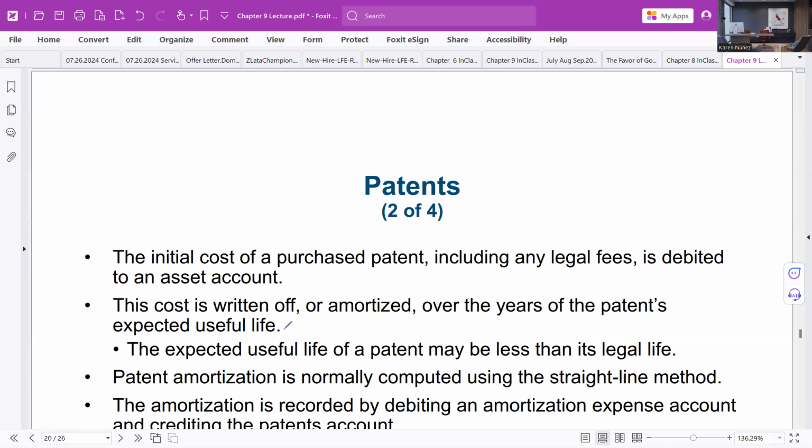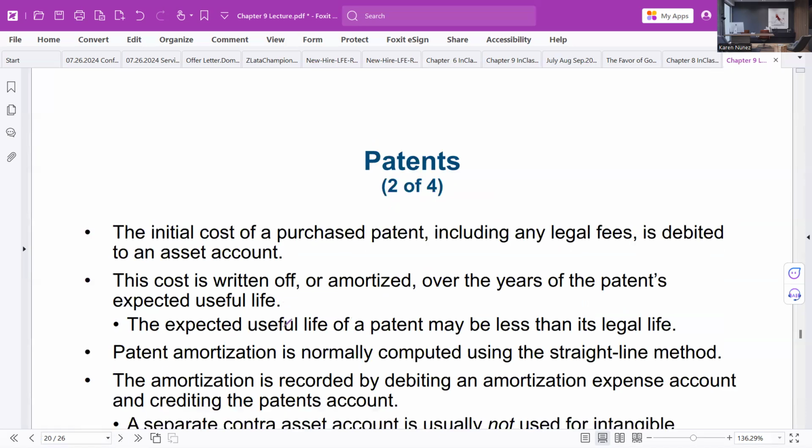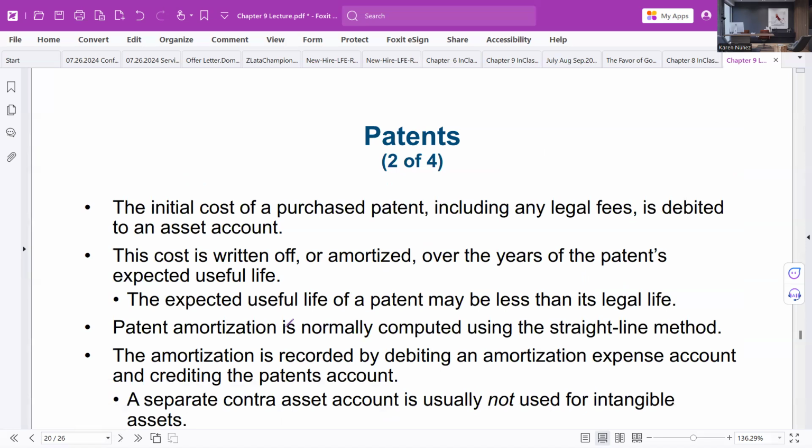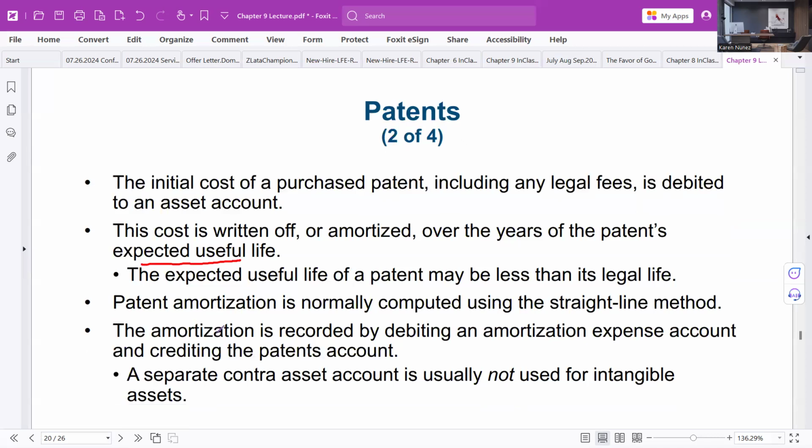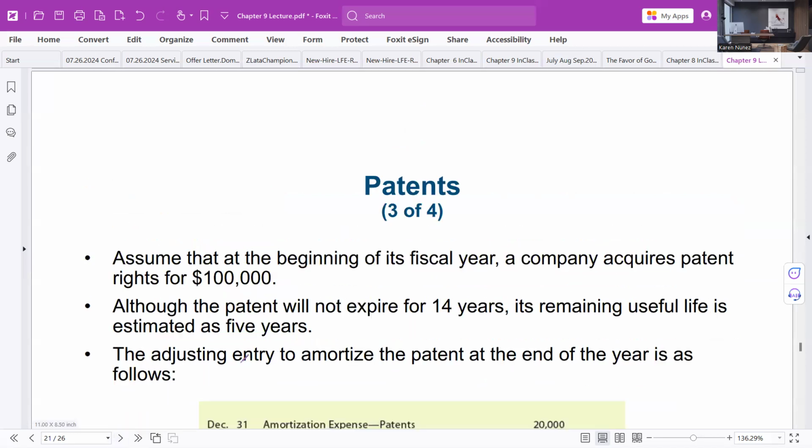And our obligation for patents is to amortize the cost of the patent over its remaining expected useful life. And we typically will use a method that is a lot like straight line depreciation. The amortization of a patent or the amortization of any intangible asset is typically straight lined over its useful life. Whatever the remaining life is, we would amortize it.